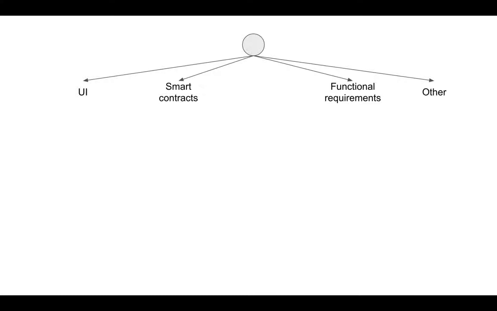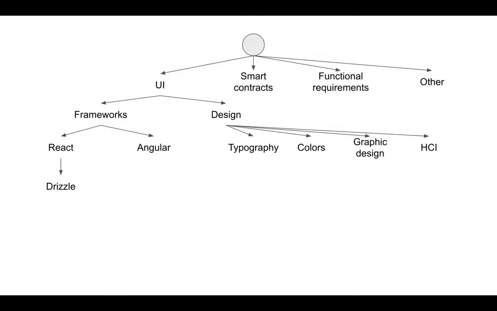So guys, I want to give you some tips on how you could improve your project. There are 4 areas that I think you could improve your project. The first, the UI. The second, the smart contracts. The third, the functional requirements, and other. I want to start talking about the UI. The UI is the user interface. The user interface is built of many things. I wanted to describe some of the things that you could try to improve on the UI level.